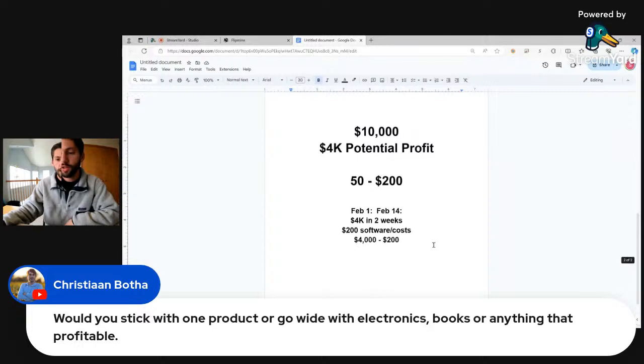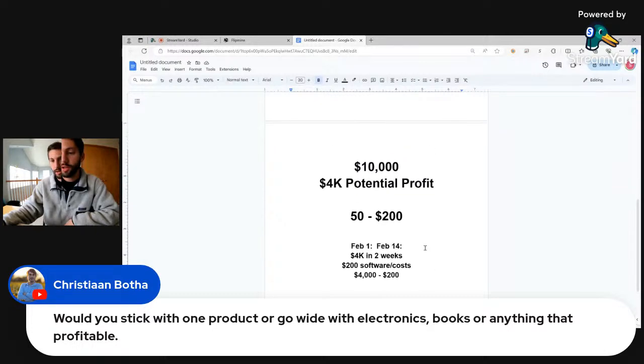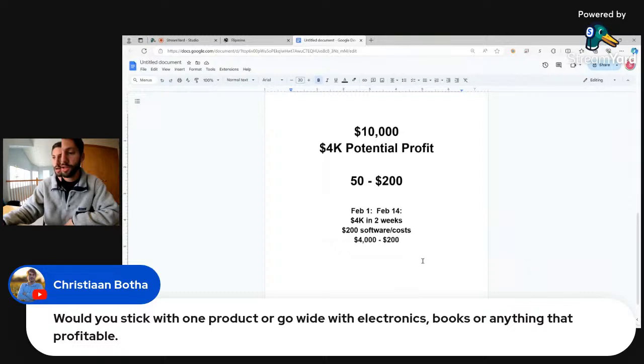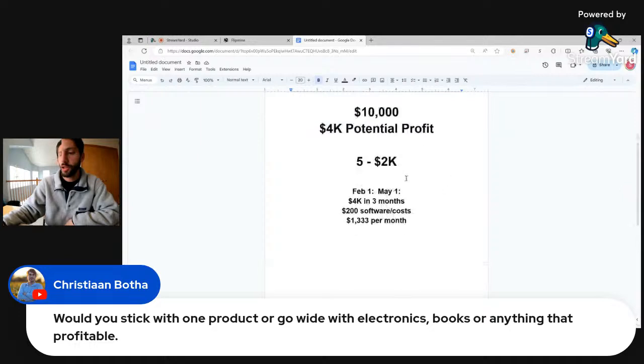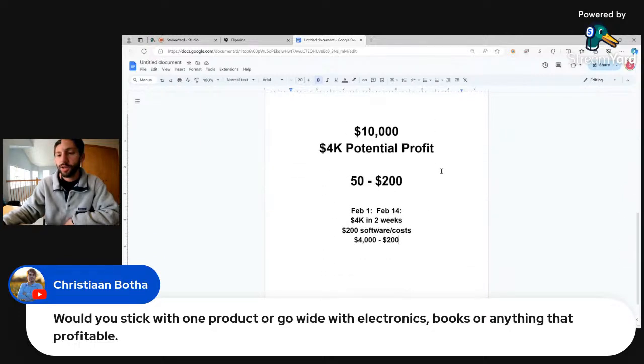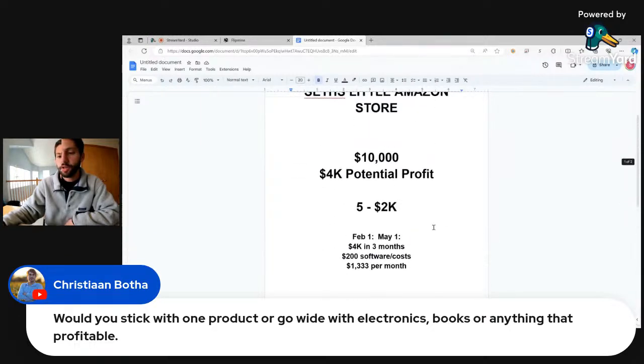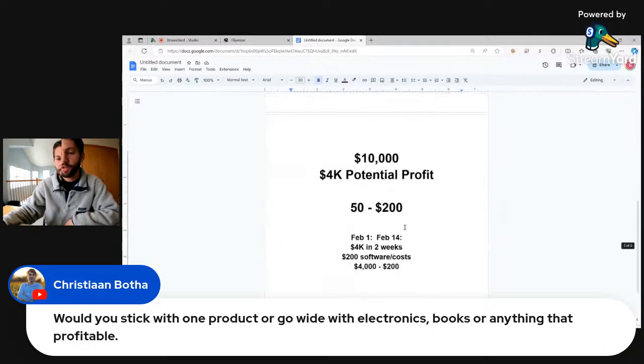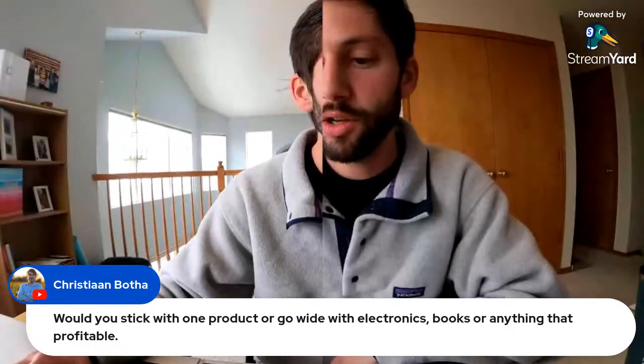So that's the pros and cons. Short answer, if you don't have a ton of capital, I would suggest going wide. If you just don't have time, you have a full-time job or something, you might need to just take this side. You're just going to have to know that you're not going to learn as much. This is the story of Seth's little Amazon store, and hopefully that was helpful.